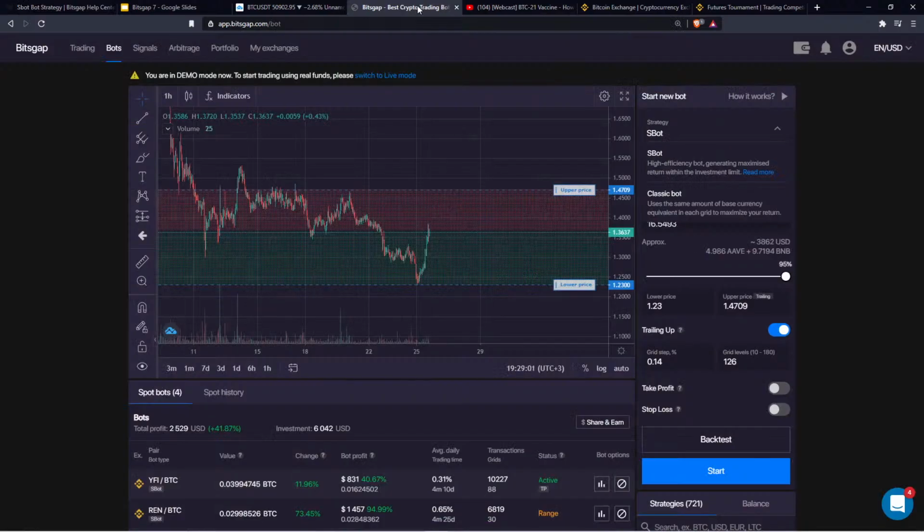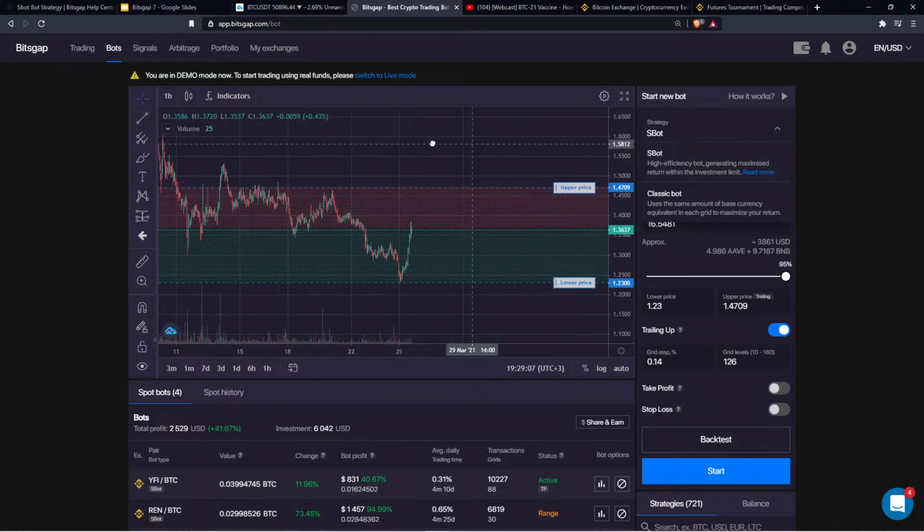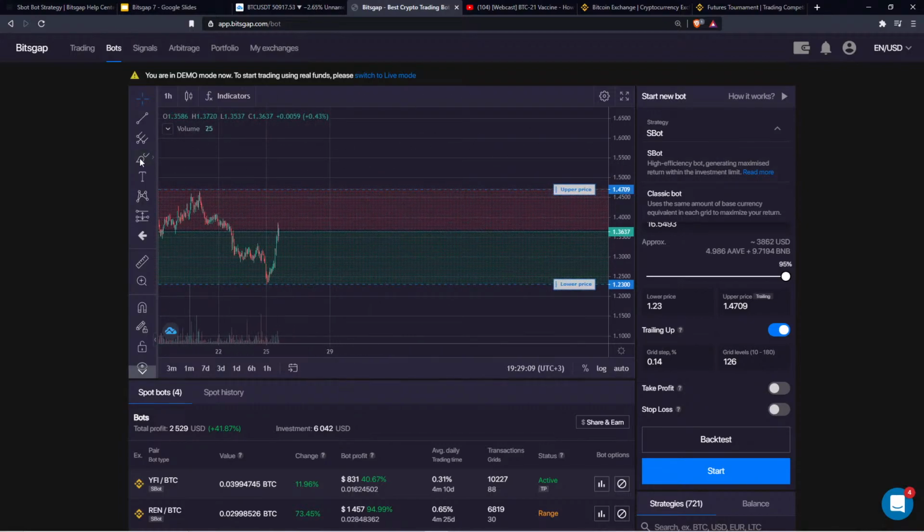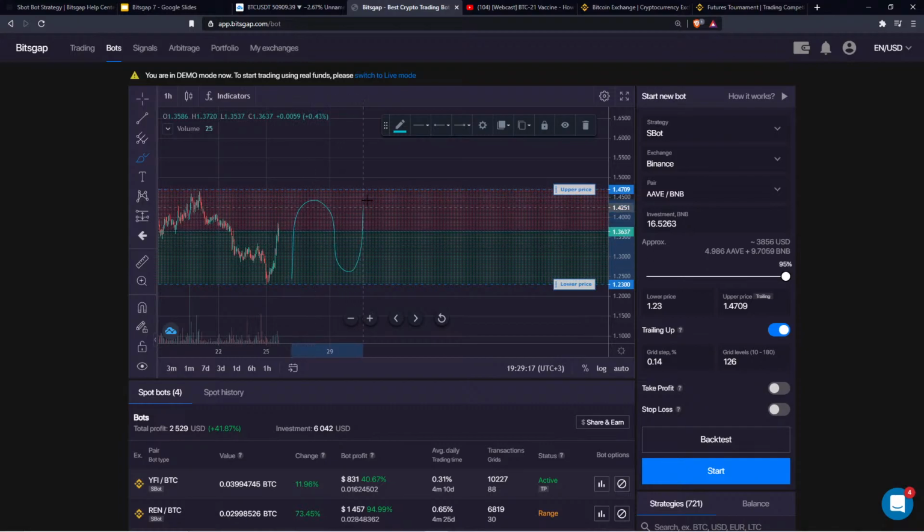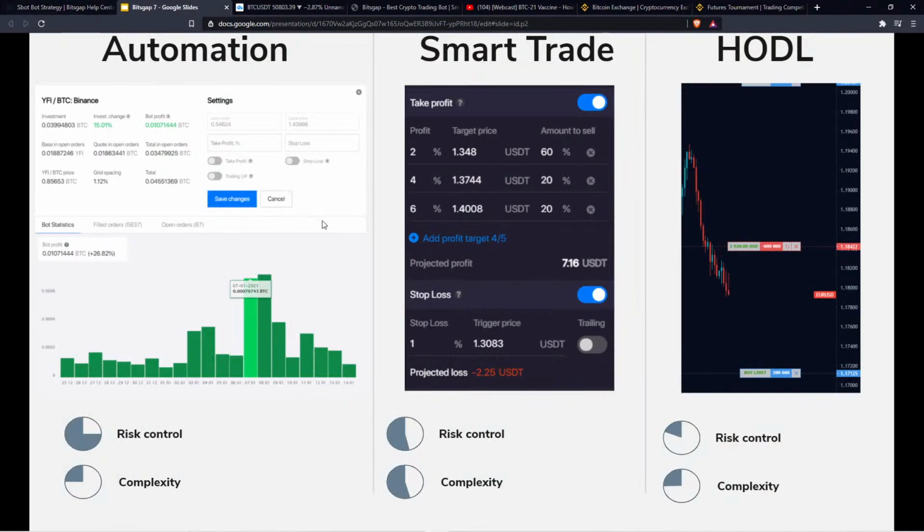But in brief, the SBot is for the sideways market because it generates the highest return on the sideways market compared with the classic bot. So the sideways market is when the price moves like this in the horizontal trading range. That's what the sideways market is. That's basically the period of accumulation or distribution.